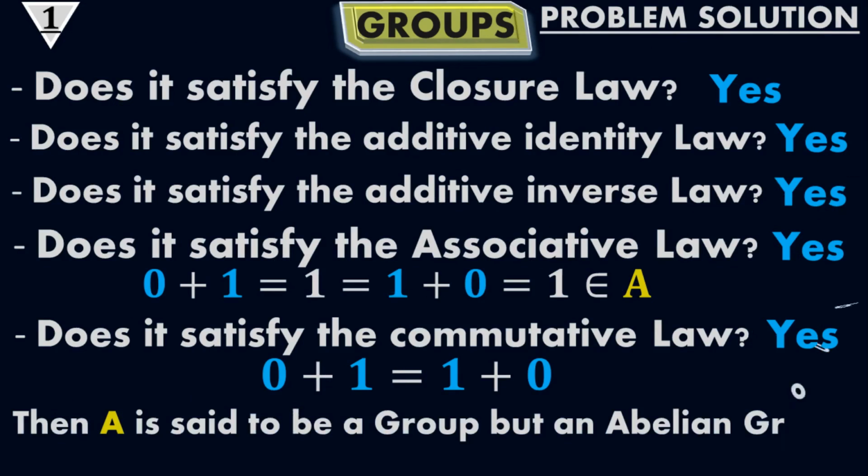Then we can say that A is a group, an abelian group. It satisfies all the 5 laws: closure law of addition, additive identity law, additive inverse law, associative law of addition, commutative law of addition. 1, 2, 3, 4, 5. Therefore, we can say that it is an abelian group. It comes under the category of group. There is no doubt it is a group. A will be a group, but an abelian group. There is a subcategory of the group, which is the abelian group. That's what we have been asked in this problem.